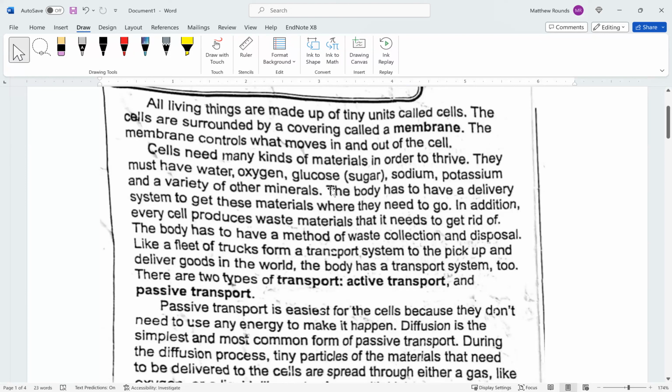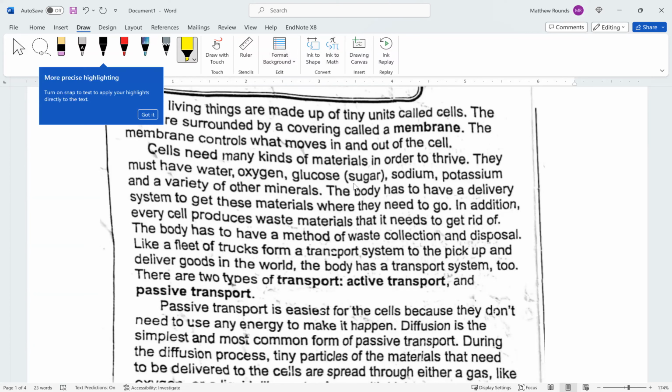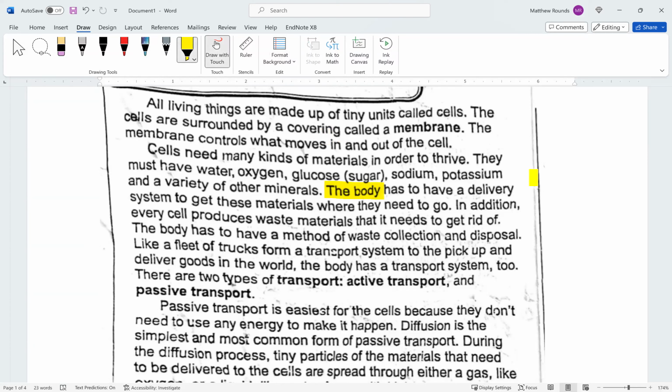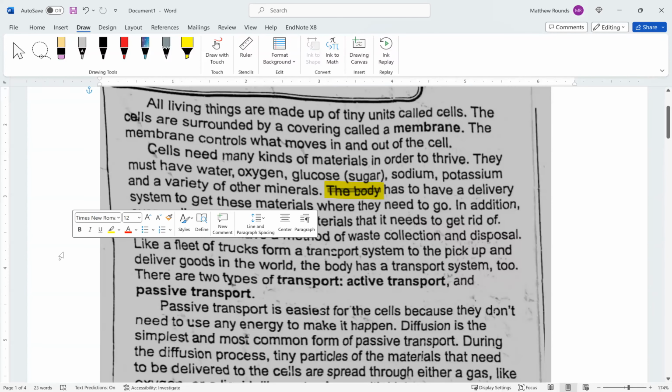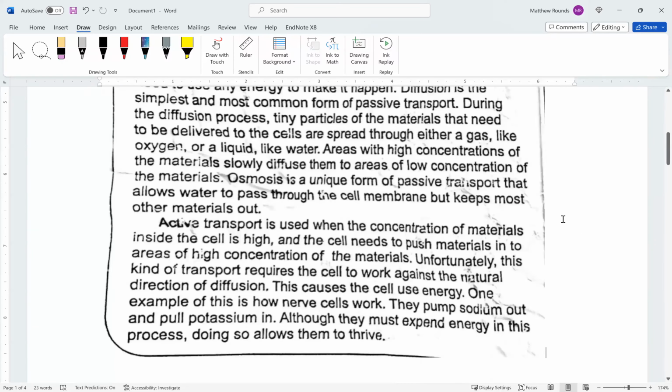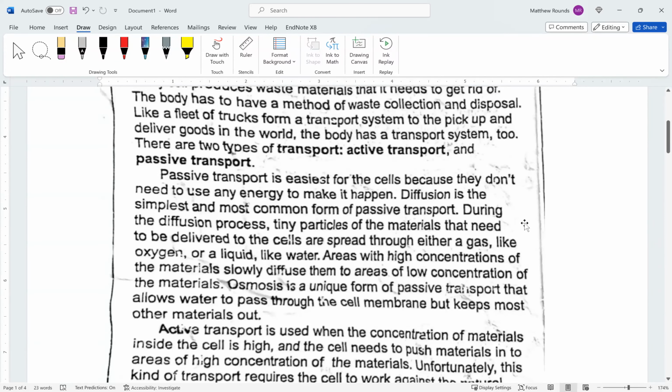No. You can't see my screen. Well, I can see your screen, but I can't see your cursor. Can you see where I'm pointing to now? The body. Yeah. Okay. Read that sentence for us. The body has to have a delivery system to get these materials where they need to go. Good. Now, go down to where it says "like a." Like a fleet of trucks from a transport system to the pickup and delivery goods in the world.